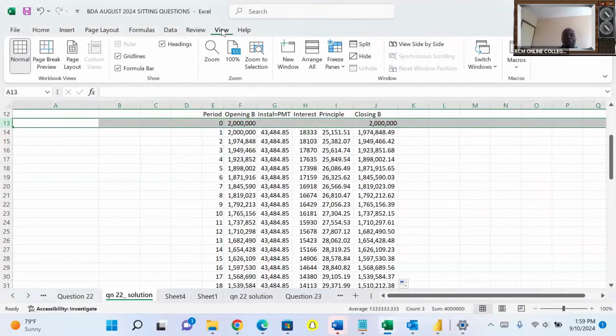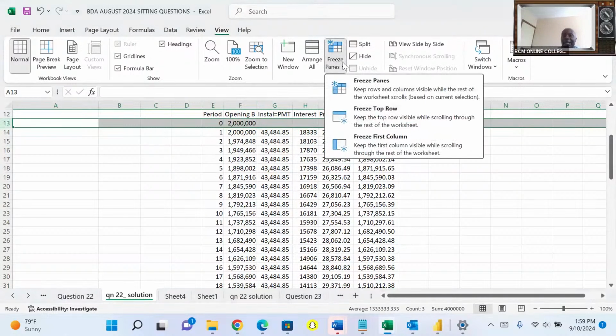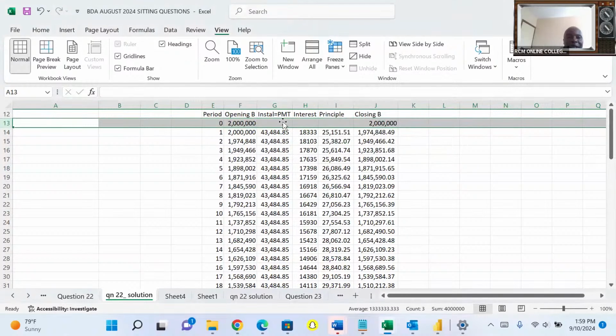Then we go to View. Instead of changing this to a data table, which I would have done with Control T or just by going to Data, I can come here and, for example, freeze the pane. I want to freeze the top row. So how do I freeze the top row? I've come to row number 13 and I want to freeze this top row.